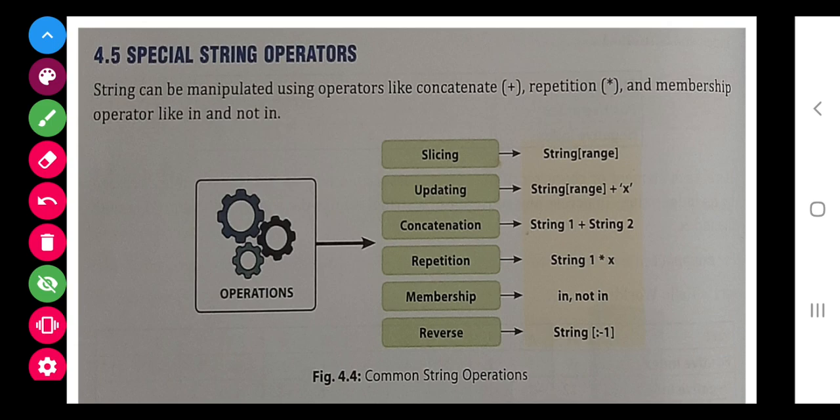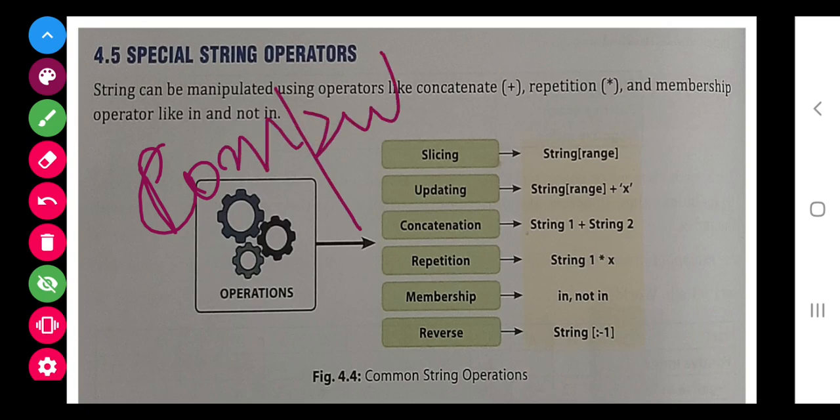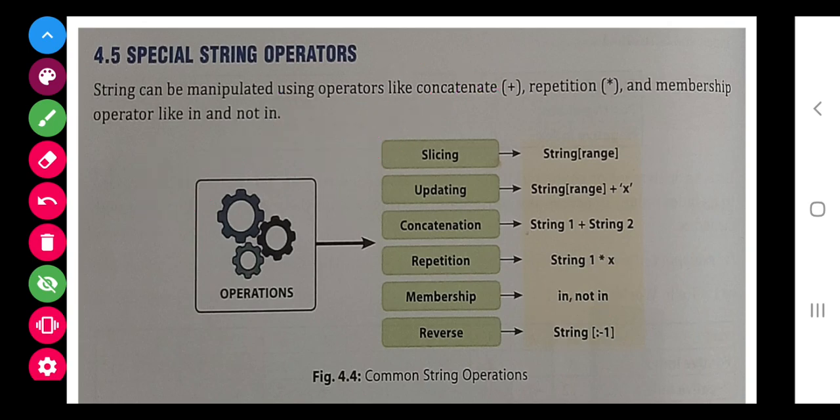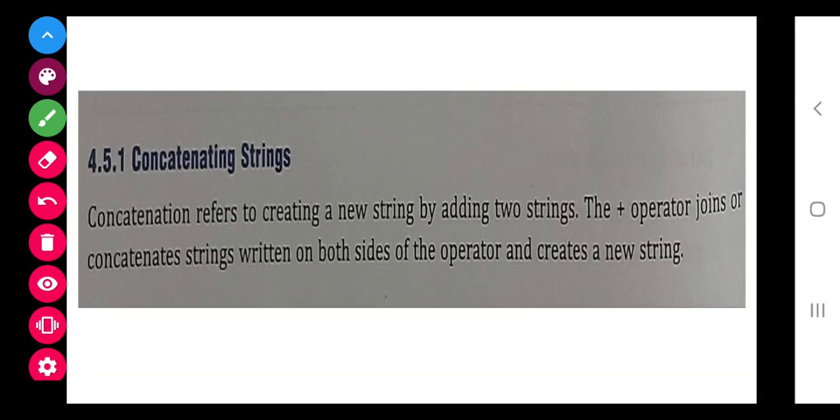Now the membership. Suppose again I am saying computer. In computer I want to check whether u comes or not. So I will use in. Similarly not in. I want to check whether x is there or not in computer, so for that not in. Now similarly, reverse of the string we can get from an operation, that also you are going to do. So all these are there, class. Let's start. So first of all they have given concatenation.